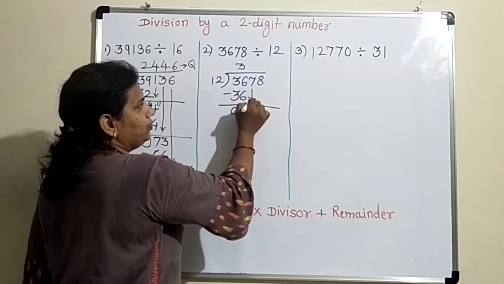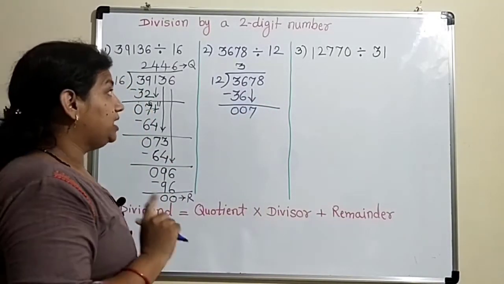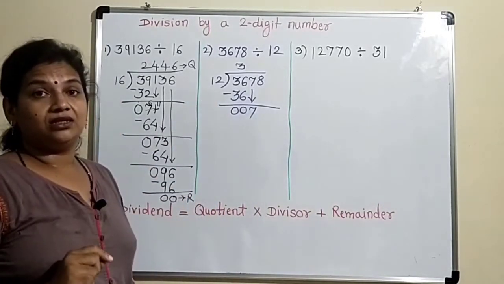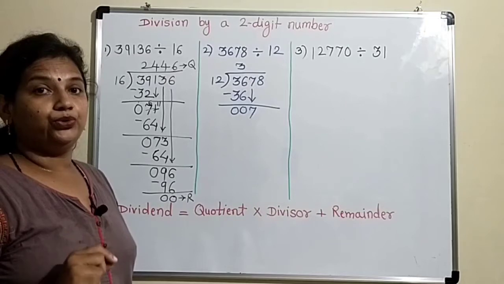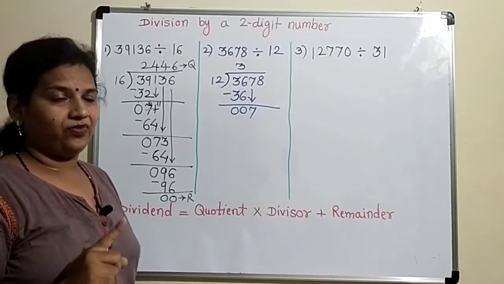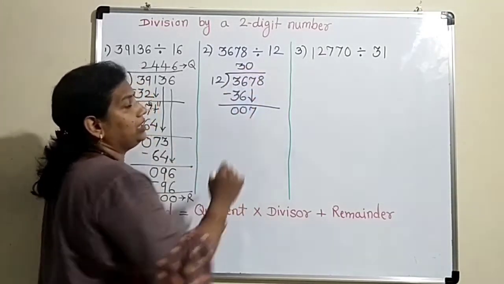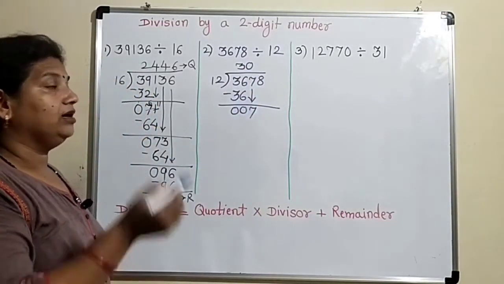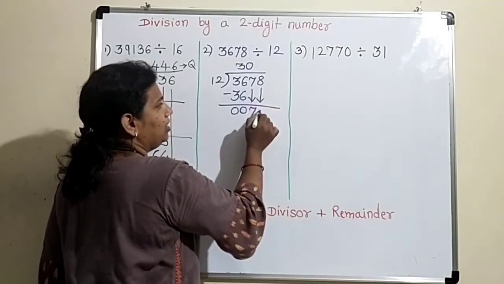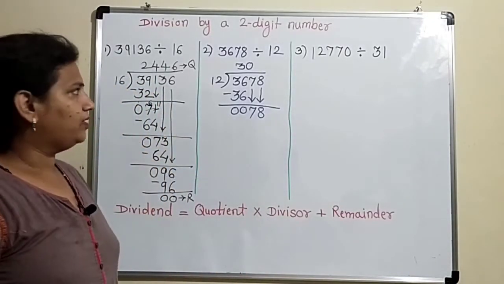Now what I have to do? Bring down 7 and again I have to divide. But now here the 7 is smaller than our divisor. So in such cases what to do? That means I have to divide by 0, right? So what I will do? I will add one 0 in quotient and the same step I will repeat again. I will bring down 8 in the same step, right?